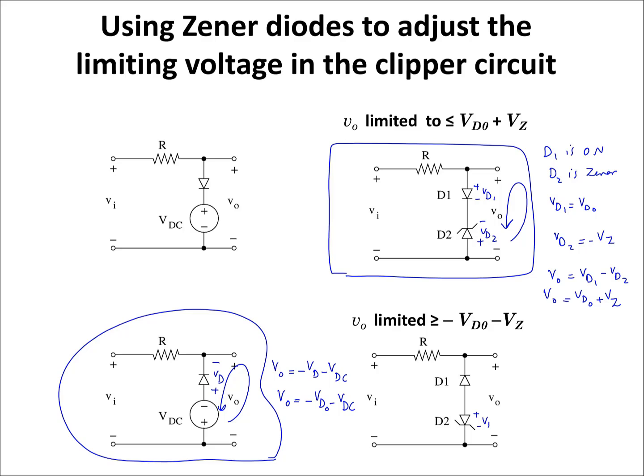I have VD2, plus minus, this is my VD1. When D1 is on and D2 is in the Zener region, the current flows in this direction in my circuit, and VD1 is going to be equal to VD0, and VD2 is going to be equal to negative V Zener, and V out is equal to negative VD0 minus VZ, which is the same as V out equals negative VD1 plus VD2.